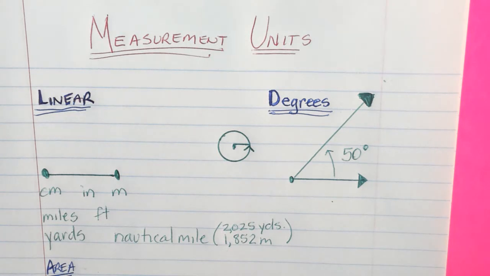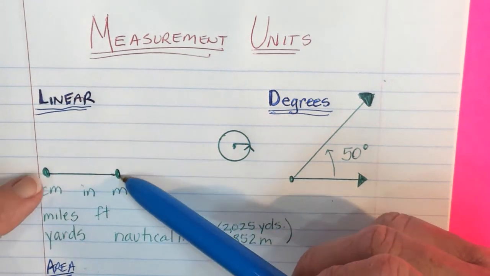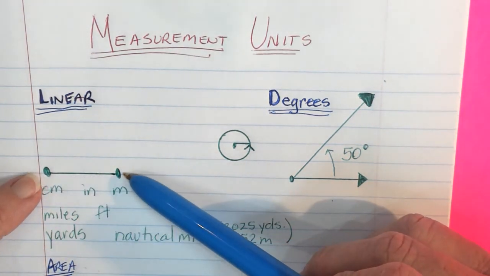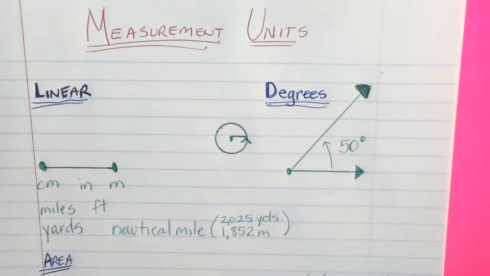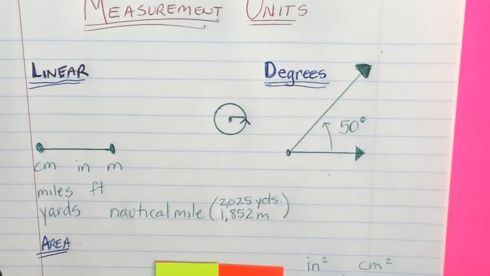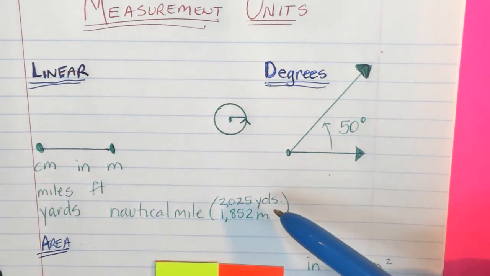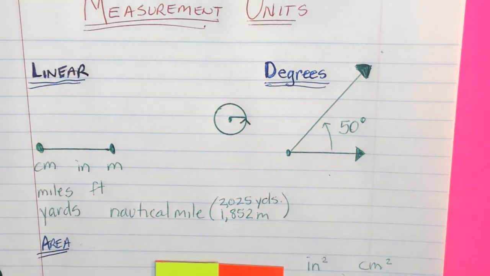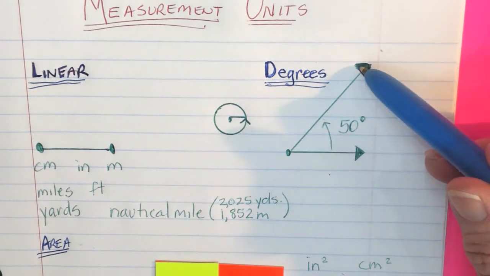The first two we'll use in a unit that's based on segments and angles will be our linear units, the way we measure the distance between any 2 points. We would just find the length of that distance in centimeters, inches, meters, miles, feet, yards. If we're out on the water, we could find a distance in nautical miles. A nautical mile is equal to 2,025 yards, approximately, or 1,852 meters. Totally different from measuring the opening of an angle in degrees.